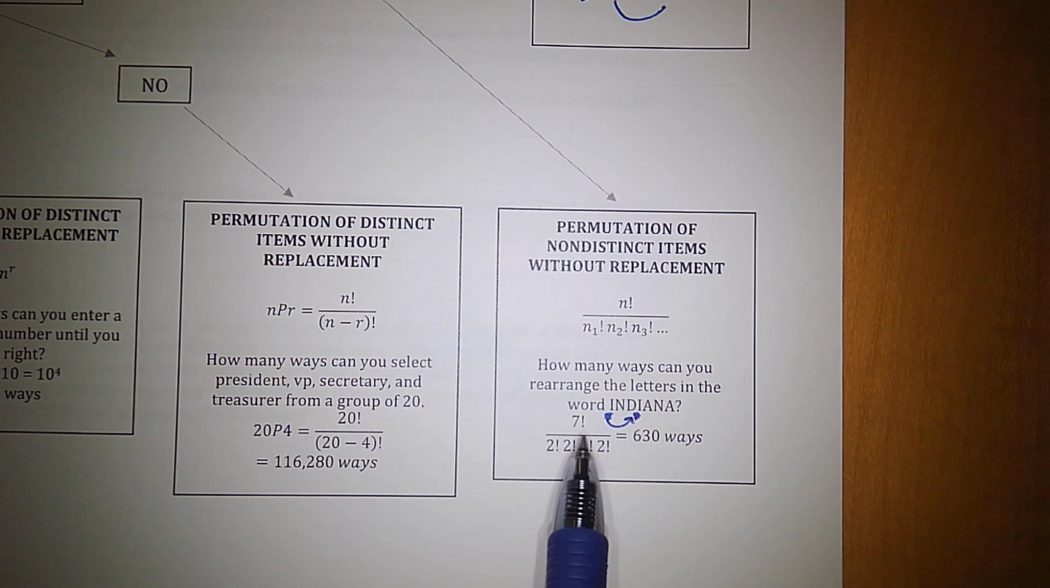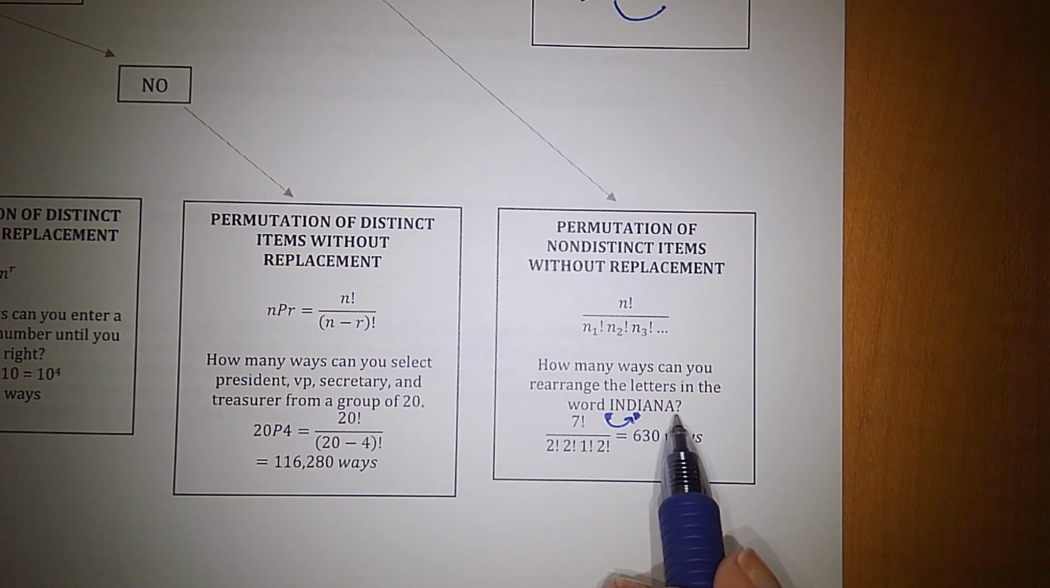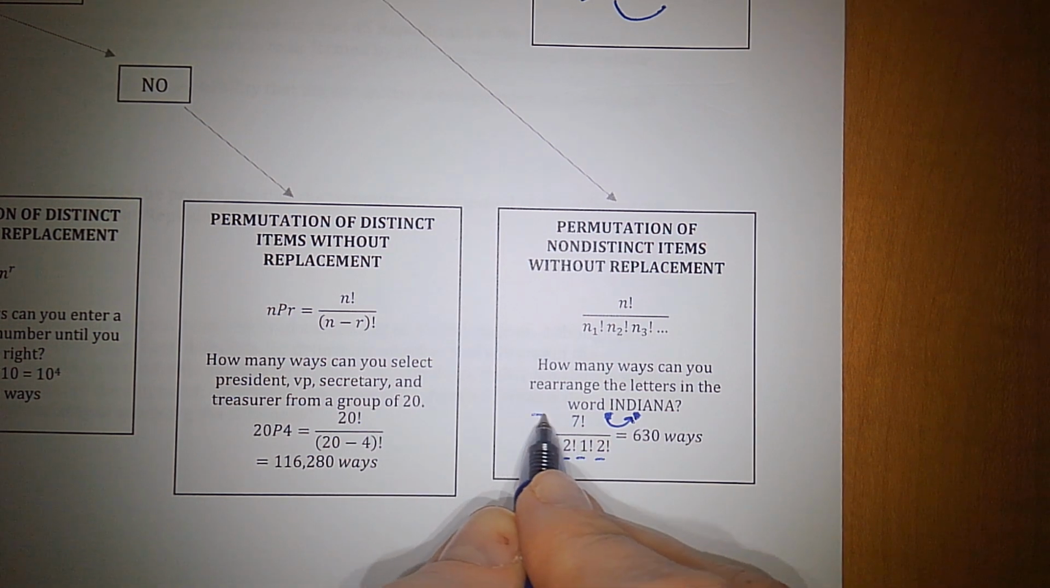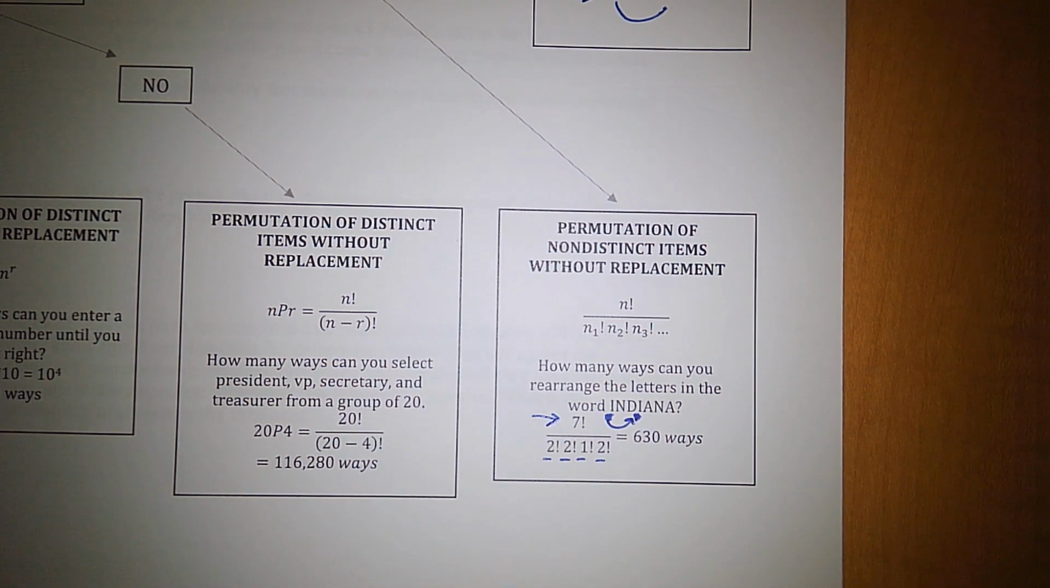There's only 1 d, so I can have a 1 down there. Putting in that 1 is not going to change the value because dividing by 1 doesn't do anything, but I like to still show it. I also have 2 a's in there. And you'll notice that all of these numbers then should add up to the total on top. That way I know I counted all of them.